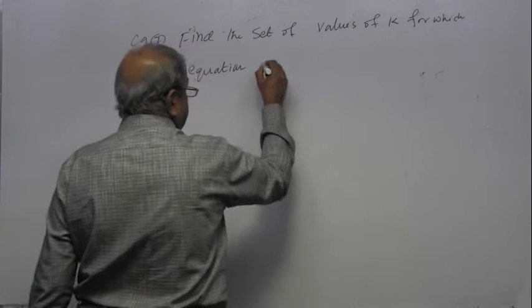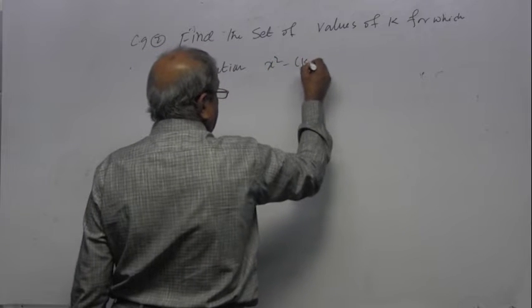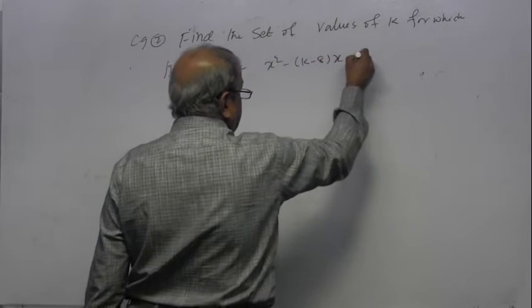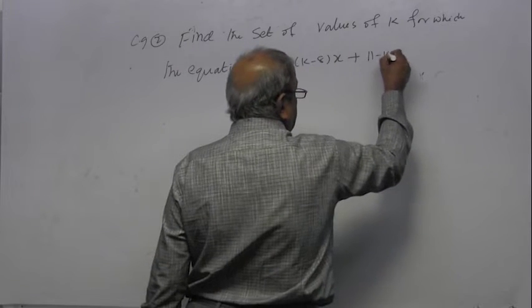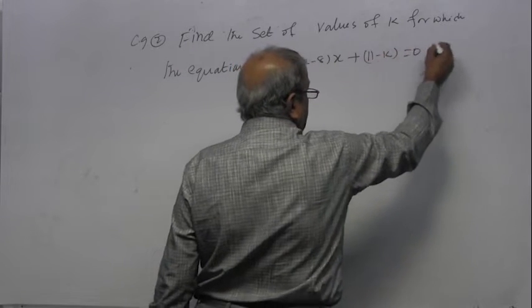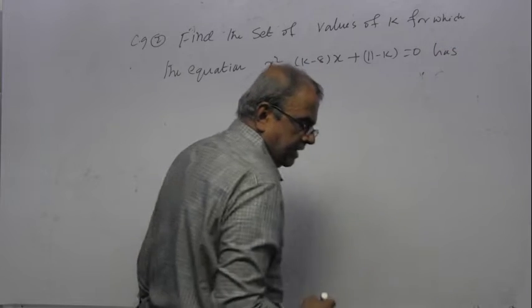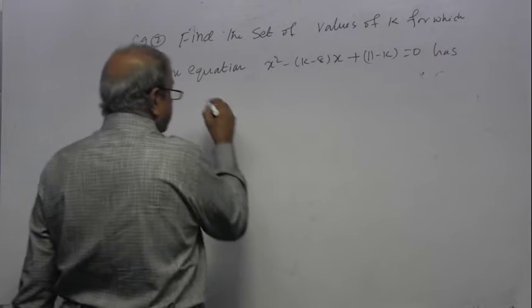x squared minus (k minus 8) times x plus 11 minus k equal to 0 has real distinct roots.